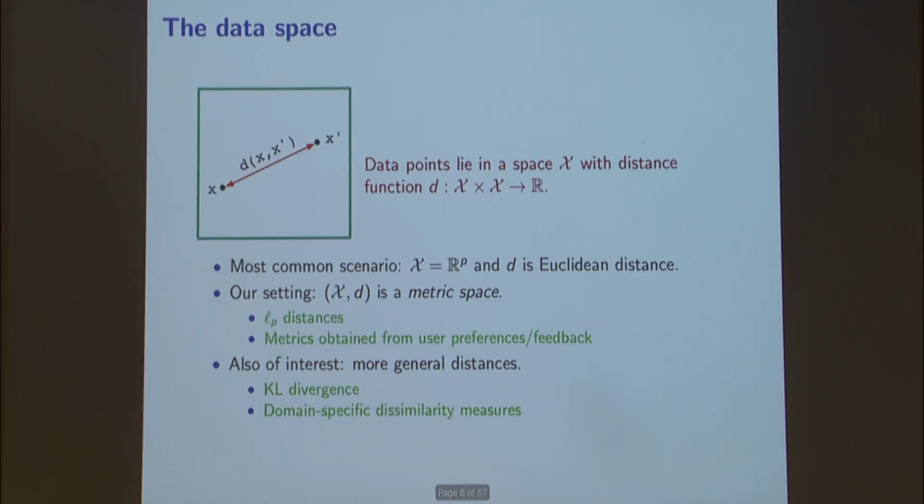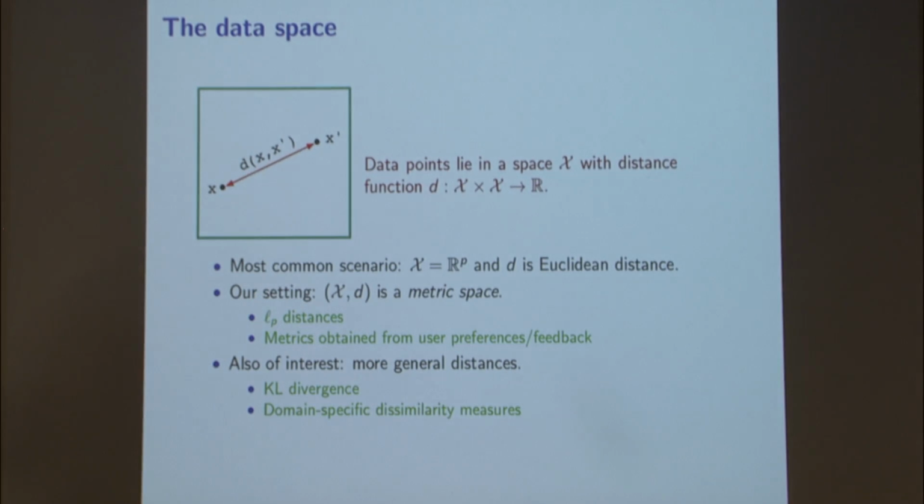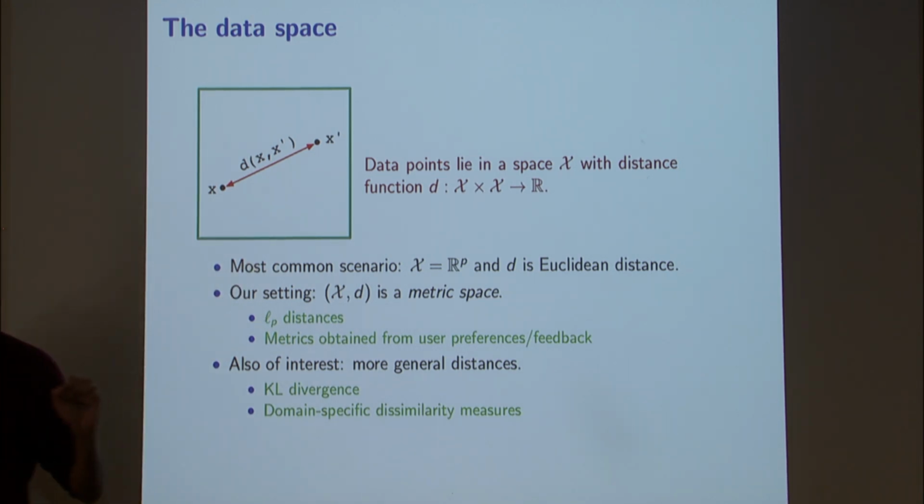To make things more concrete, first we have to pin down the data space. The data points lie in some space x, and in order to decide what's nearer and further, we need some sort of distance function. Most of the work on nearest neighbor has focused on the case where the points lie in a finite dimensional Euclidean space. But there's also been a lot of work where you just say it's a metric space, and that's the setting that we'll also be taking.